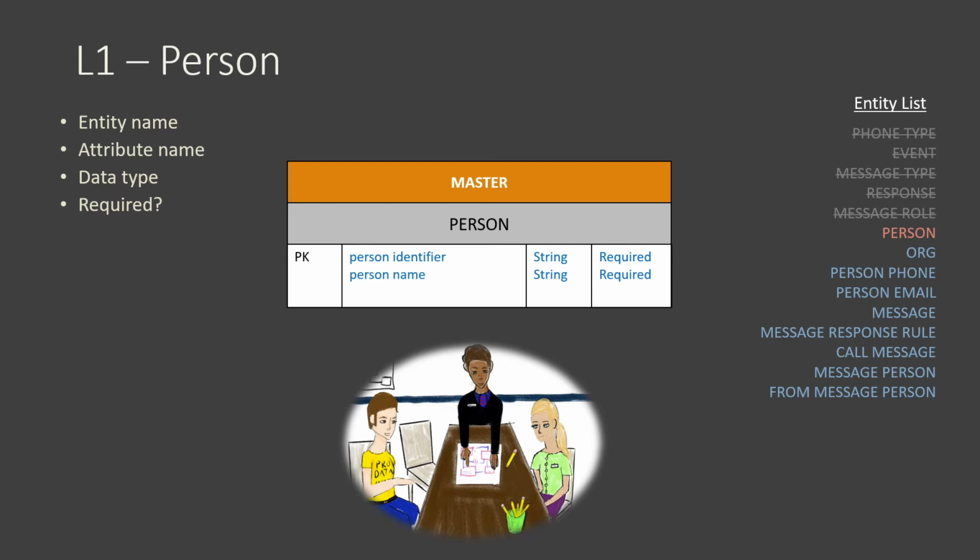Additionally, the team wants to further qualify the person name by having separate first and last name attributes. Names are definitely strings and they would be the true business key. Therefore, they are marked as required.